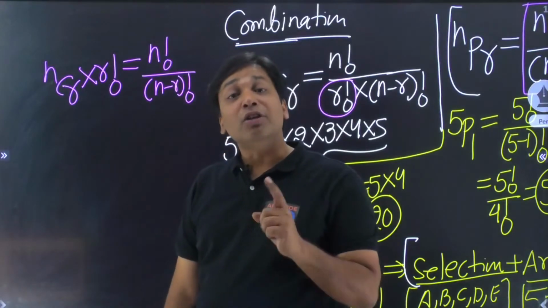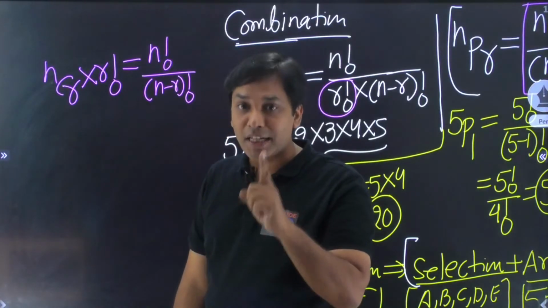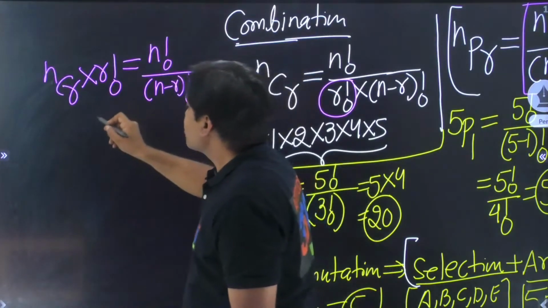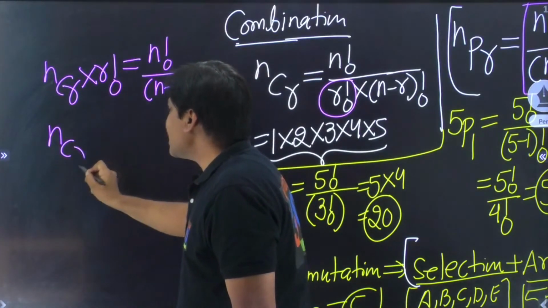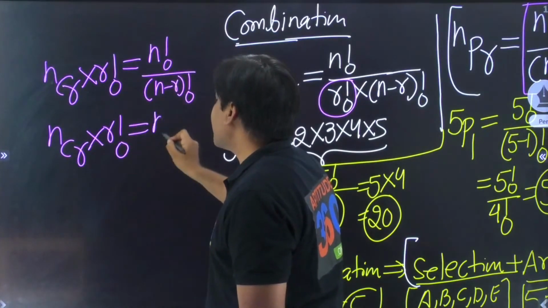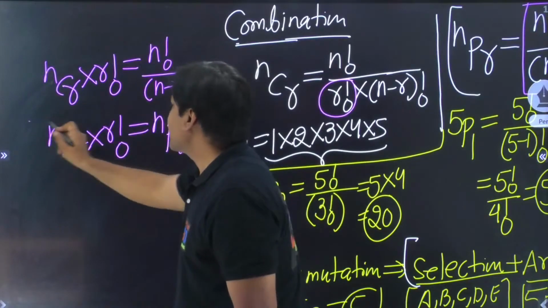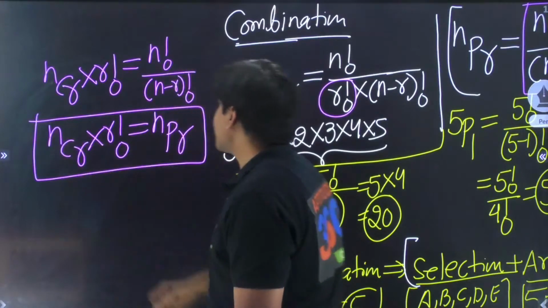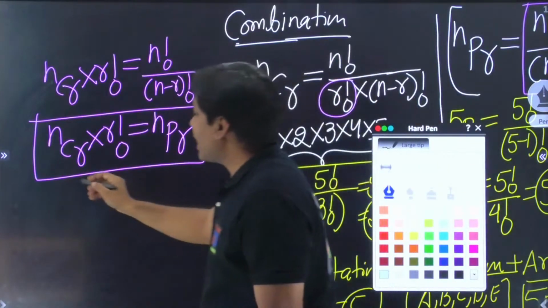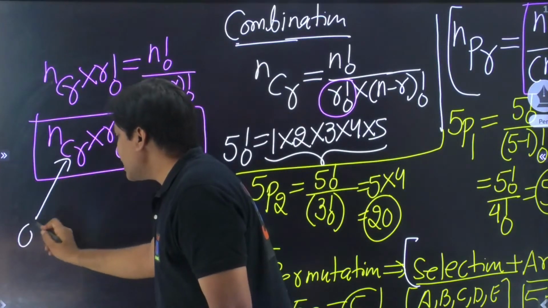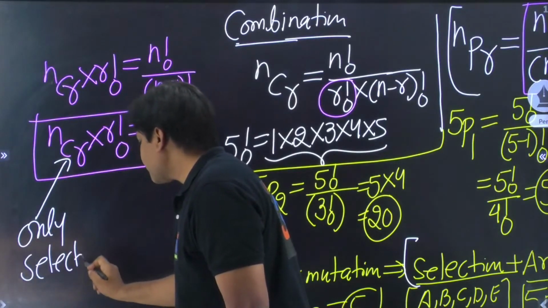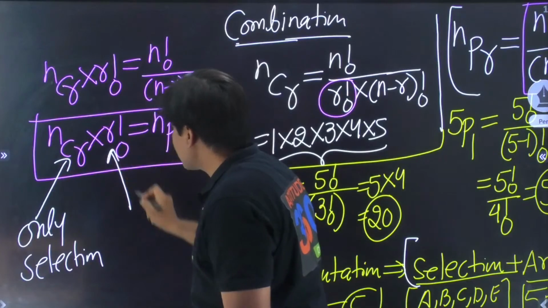My assumption is that you have seen the 16th lecture of this series. If you have not seen, please go and watch that lecture. So this one comes out as NCR into r factorial, and that is equal to nothing but NPR, right? What does that mean? This means that this is only selection. This is the arrangement.